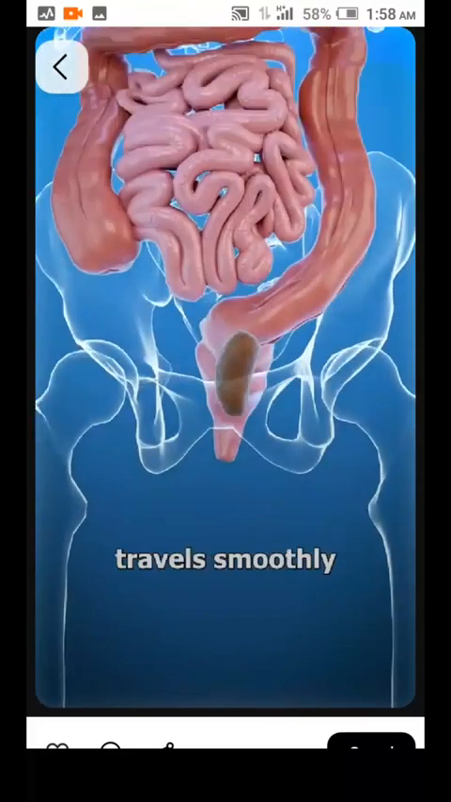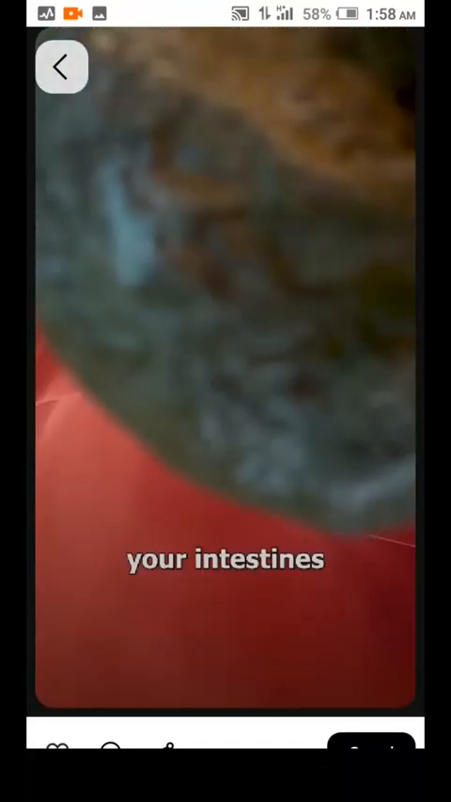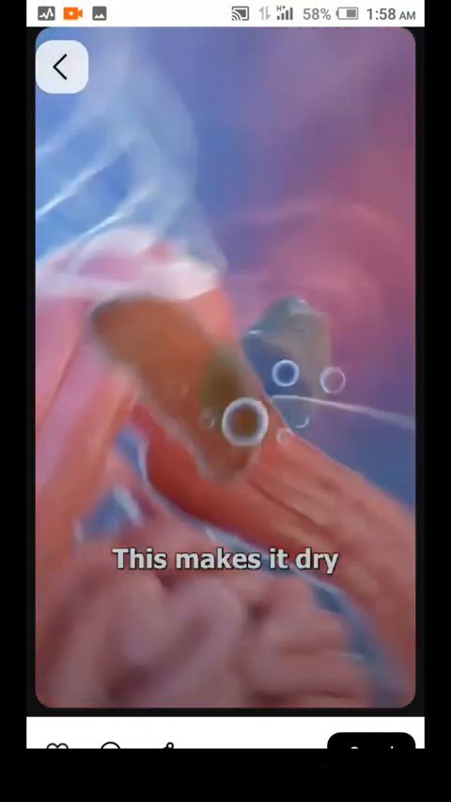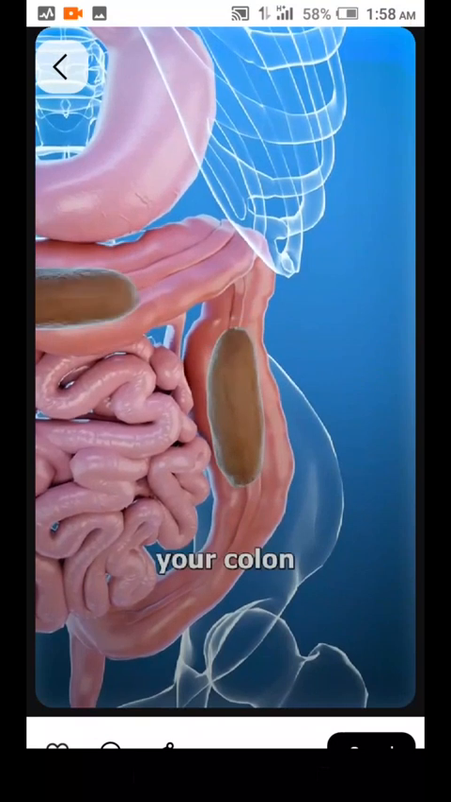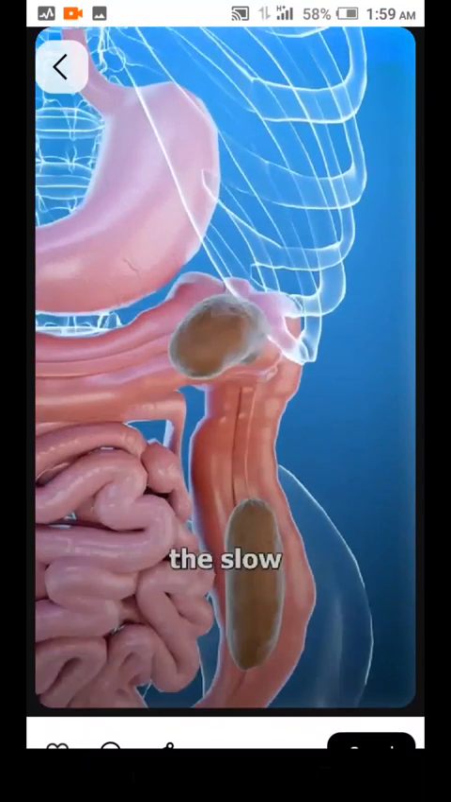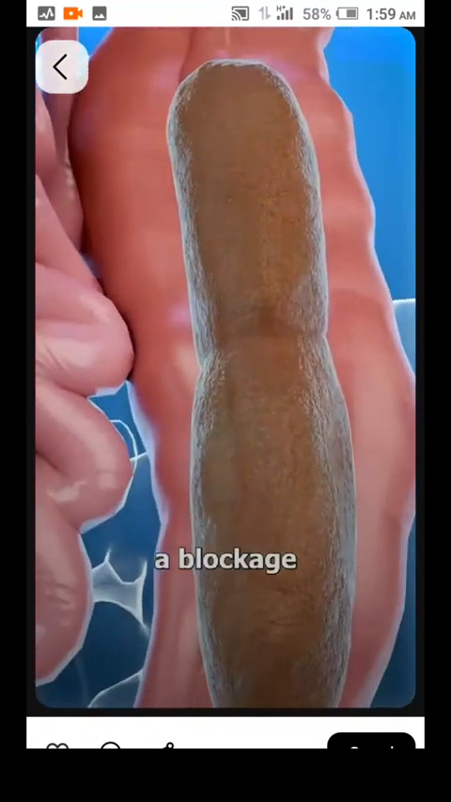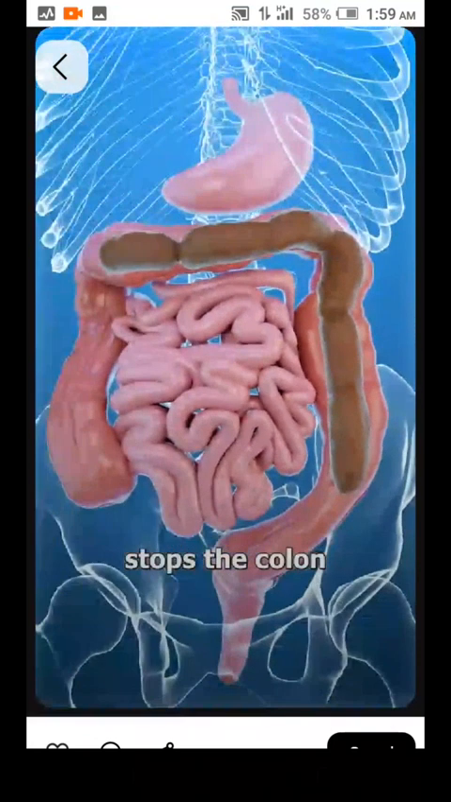Normally travels smoothly all the way through your colon. But if you're constipated, your intestines absorb too much water from your poop. This makes it dry and hard, causing it to move very slowly through your colon. Eventually, the slow-moving poop impacts with more poop, causing a blockage. And this can lead to a large, hard mass that completely stops the colon from moving your poop.